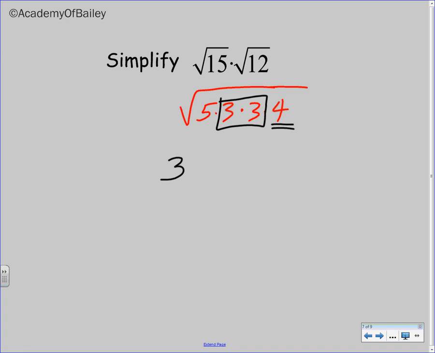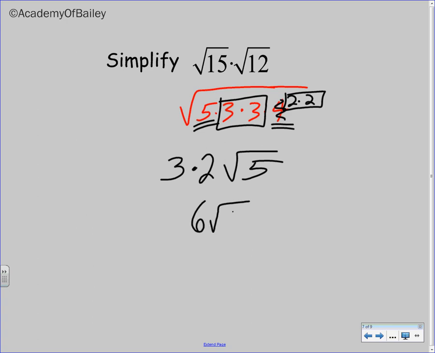And then 4, I mean, essentially 4 is just 2 times 2, right? And there's a pair there, and it comes out as 2. Or you could have thought the square root of 4 was 2. Either one, either way you think about it. What does not have a pair? 5 does not have a pair, so it stays underneath the radical. And finish. 3 times 2 is 6. Square root of 15 times square root of 12 is 6 times the square root of 5.